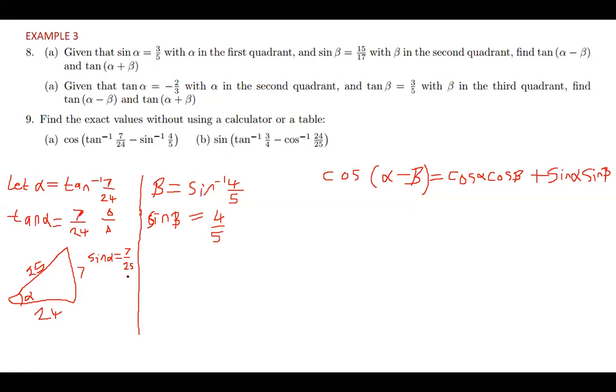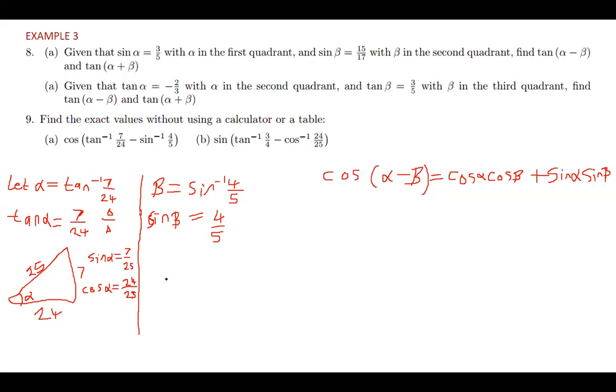We also have to find cos alpha because we have cos alpha in this compound angle formula, which we don't have in the question. So cos alpha is equal to, cos is adjacent, so my adjacent is 24 over hypotenuse, which is 25. So it's 24 over 25. That is my cos alpha.